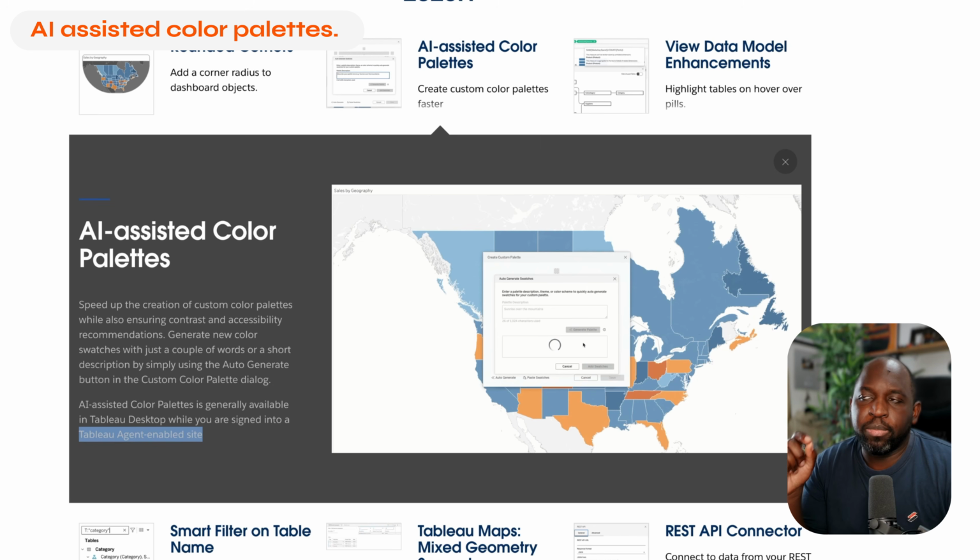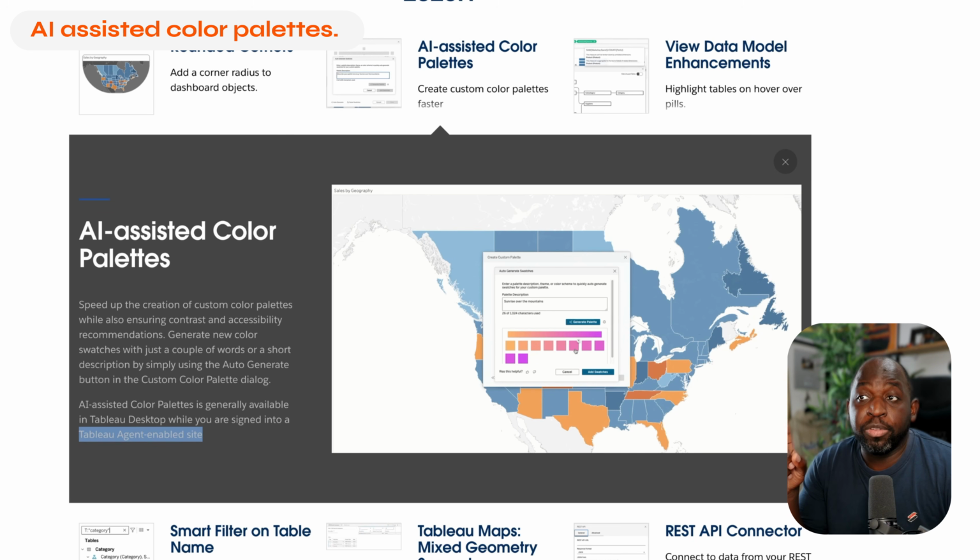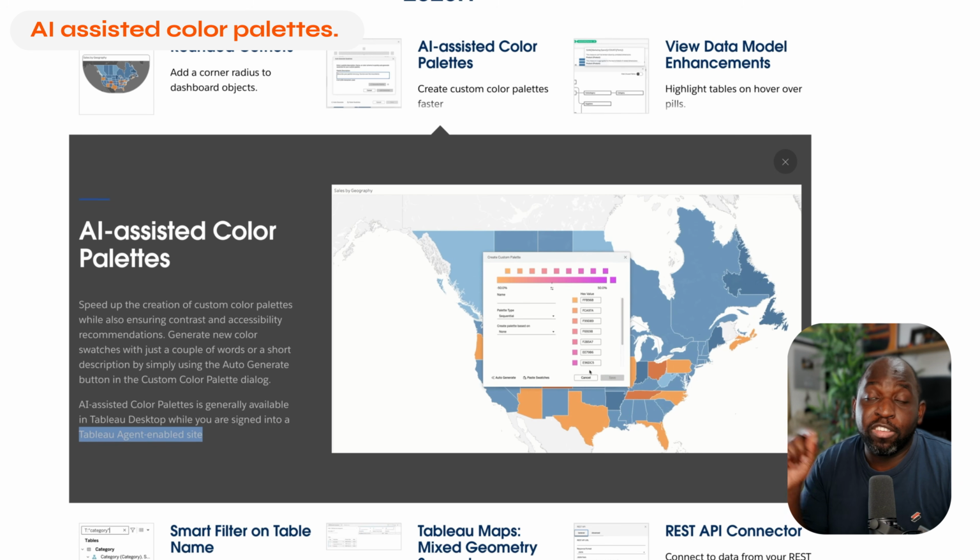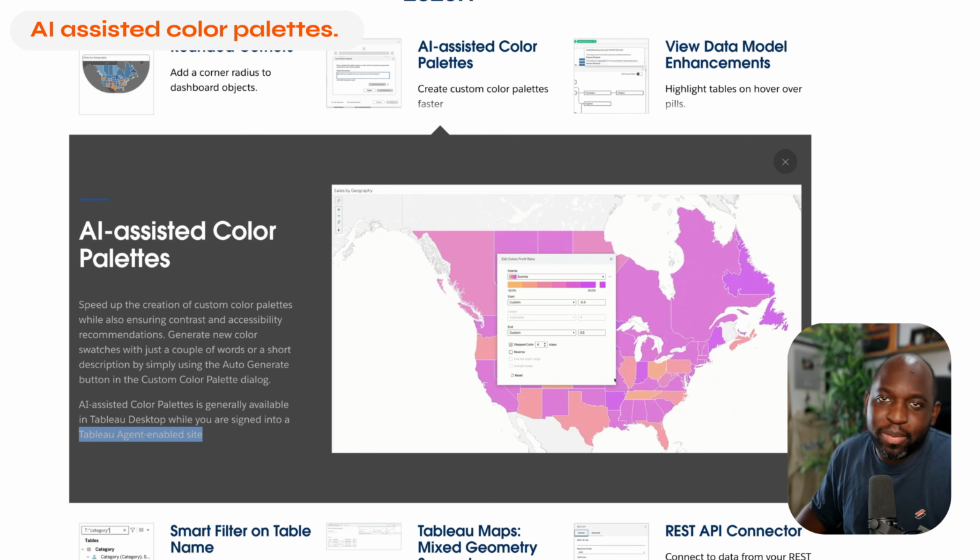A Tableau agent enabled site will have Tableau AI enabled, which in itself will link to a SKU or a license that has AI enabled. So a bit of a tenuous link, but it's going to be there, which is great.